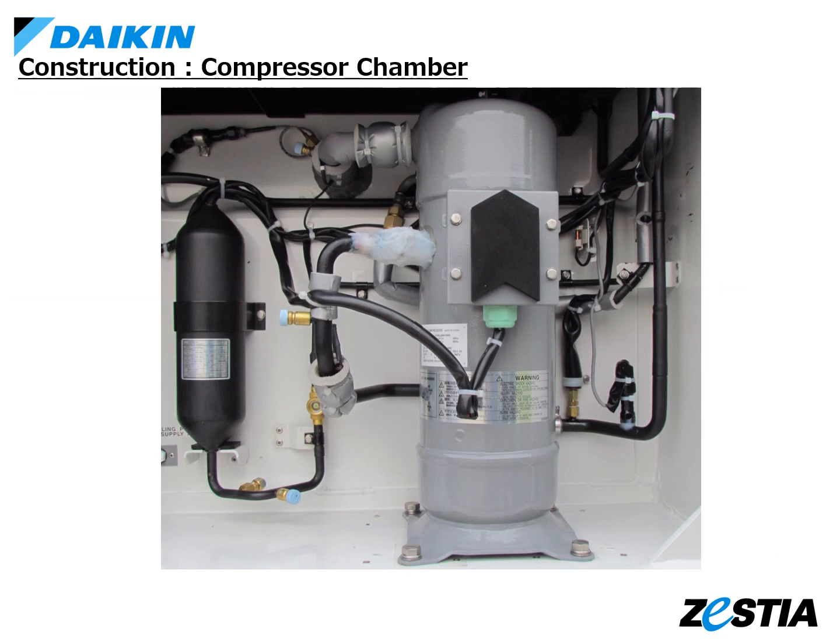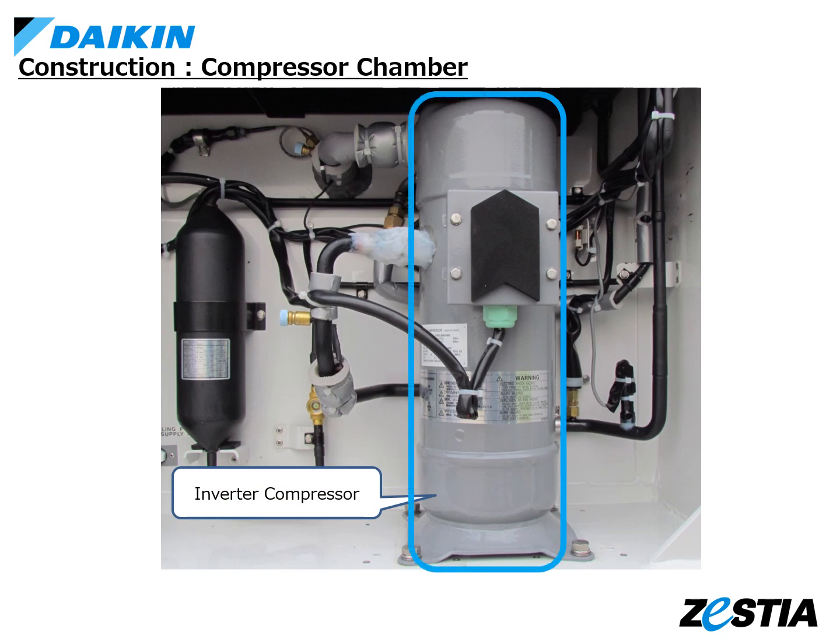This section describes the components in a compressor chamber. This is an inverter compressor. Inverter control changes the rotational speed of the compressor to adjust the operating capacity. Compressors are not compatible between Type A and Type B. Therefore, if a different compressor is installed, it cannot operate normally.